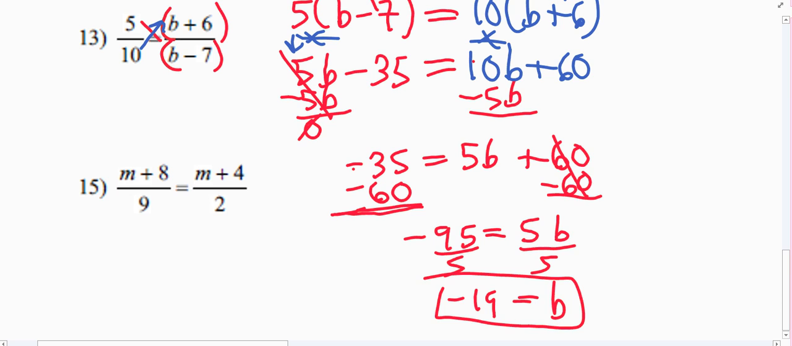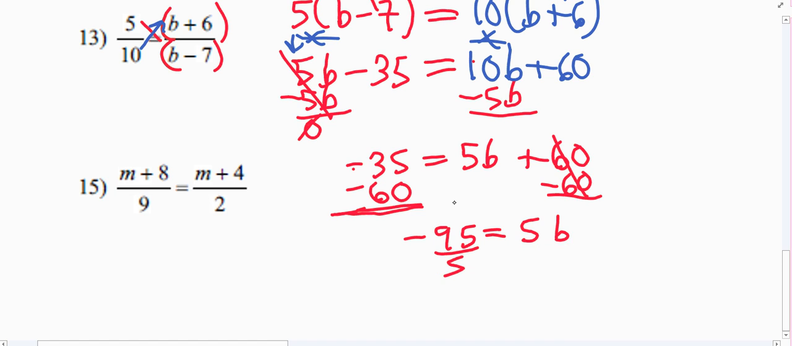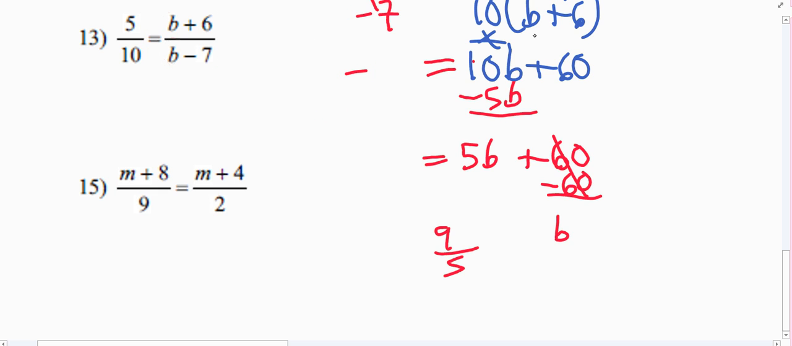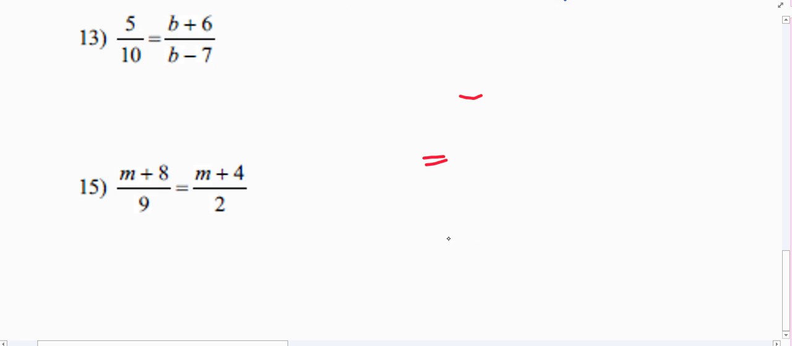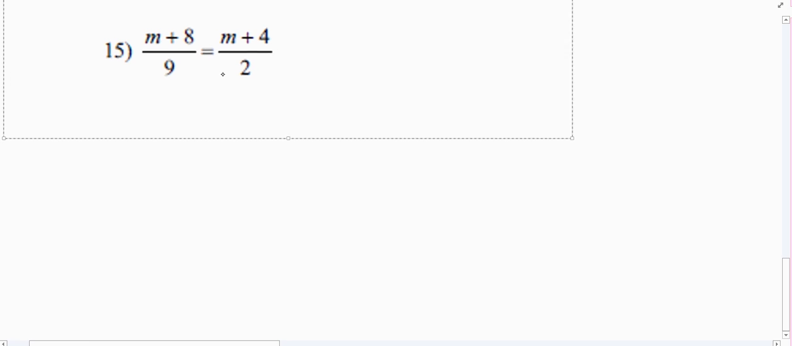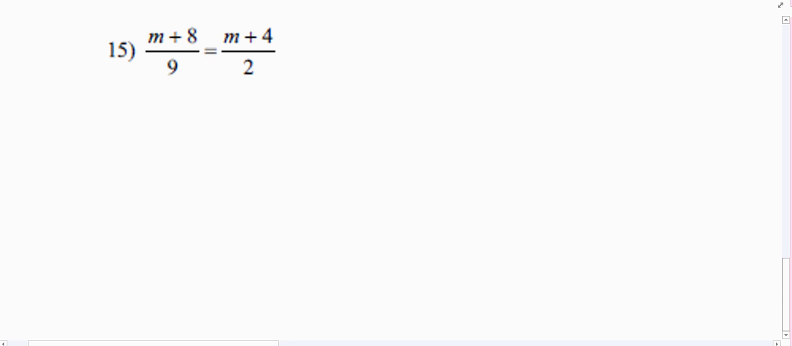Alright, last problem in the set. Number 15, sorry. Same type of problem, right? Let's see if we can handle this one okay. Alright. Move it up a little bit for us. Alright, cross multiply once again.